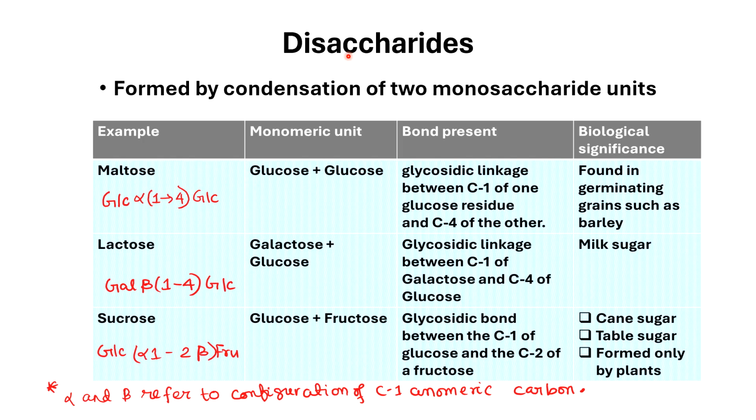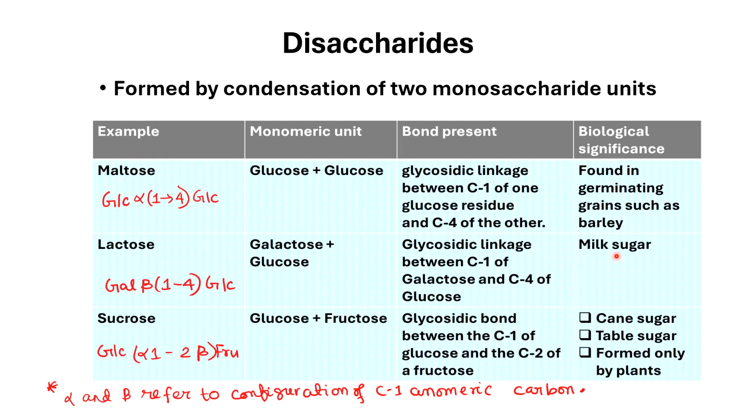Now let's see disaccharide. Now disaccharide, as the name suggests, consists of 2 sugar units. Now if you hydrolyze the disaccharides, you will obtain 2 monosaccharide units. Examples of disaccharides are maltose, lactose and sucrose. Now maltose is found in germinating grains such as barley. That's why maltose is also called as malt sugar.